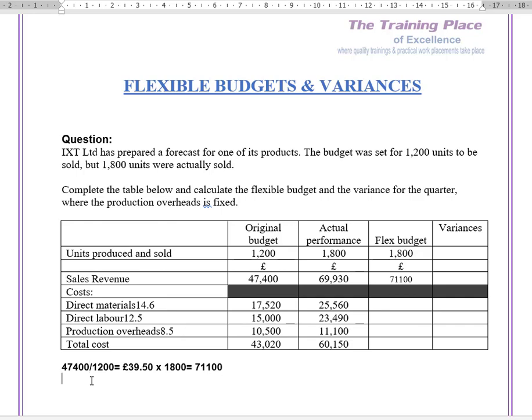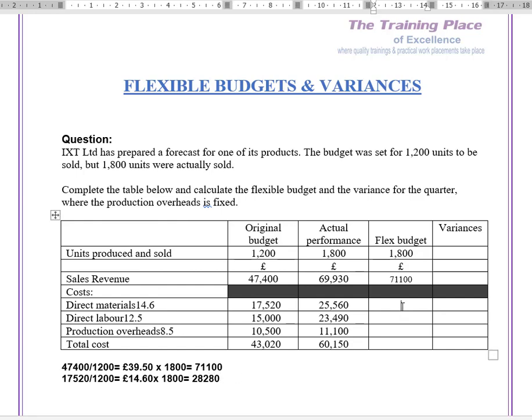by simply doing 17,520 divided by 1,200. And that gives me the £14.60 that is in there. You then multiply that by 1,800, and that should give you the answer that you need for your materials box.